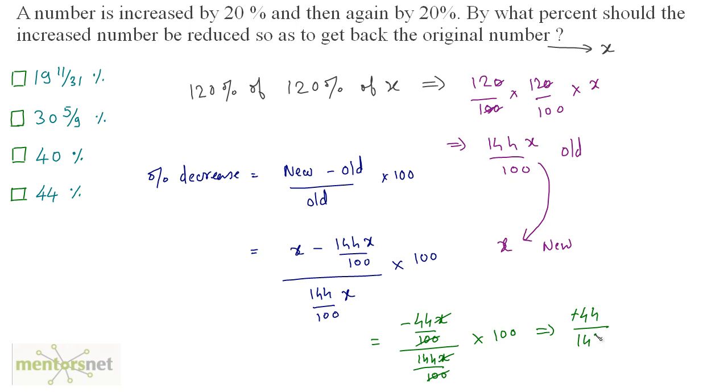44 by 144 times 100. If you solve this, I'm not going to solve it to save time, you'll get the right answer: 35 by 9%. So option B is the right answer.